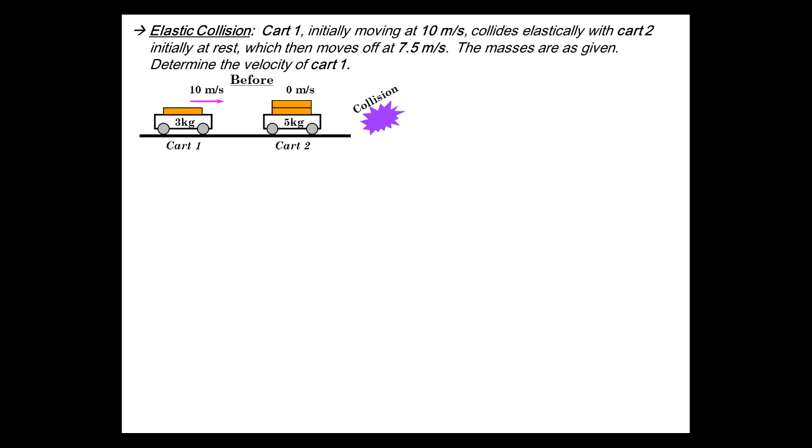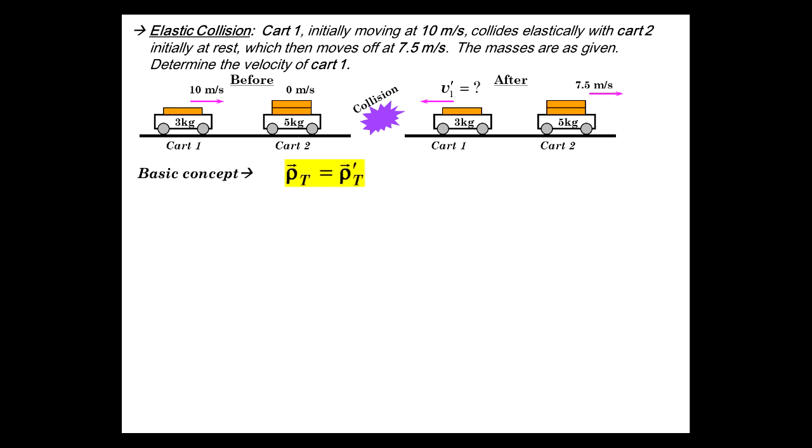Now let's do an elastic collision. So we've got the conditions here. We've got 2 carts, one at rest, one moving at 10 meters per second, a 3-kilogram cart, hitting a heavier cart. This is the before scenario. Then there's a collision, and after that, the 3-kilogram cart is moving at some speed to the left, while the 5-kilogram cart is moving at 7.5 meters per second to the right. And our objective is to figure out just how fast this 3-kilogram cart is moving.